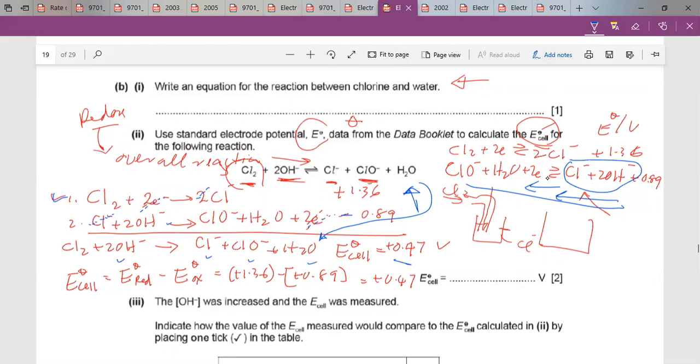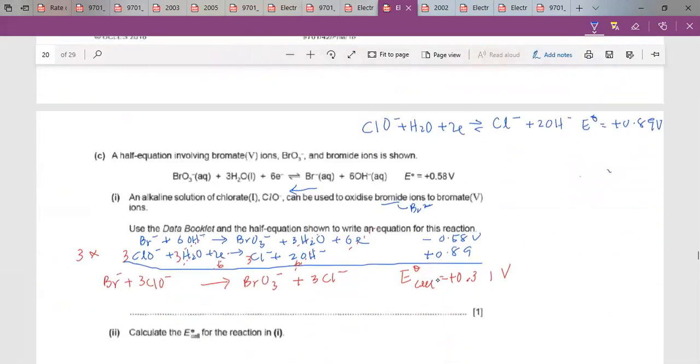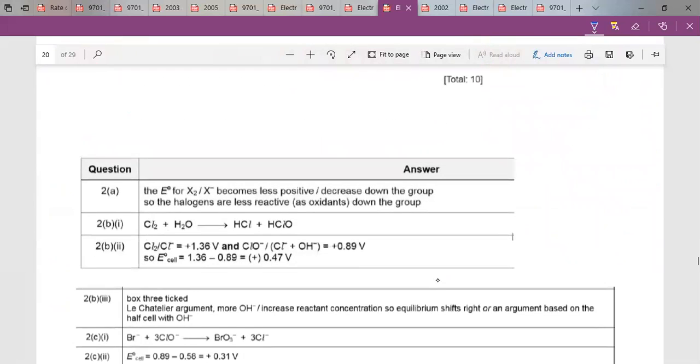Or you can use this method here. As I said, if you don't want to change the sign, use this method. E cell equals E reduction minus E oxidation. So the reduction is the original, and for the oxidation, the original value is used. And you get this answer here. So this is the E cell, it's plus 0.47. They don't care about this, but better always add the plus sign.